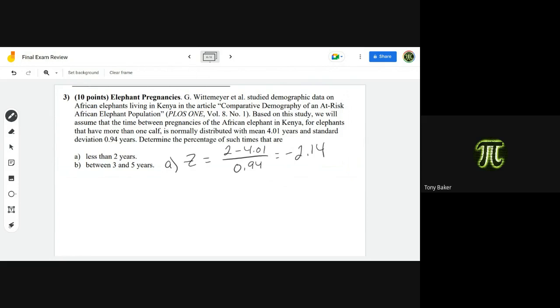All right, remember you're going to be able to use your other one, so you should have that. So we're going to look up negative 2.14 on the Z table. So as a percent, we get 0.01618 or 1.618%. Because it says less than 2 years, that's exactly what this table represents. It's from basically 0 and up. And since we're looking at less, we can take that number as is.